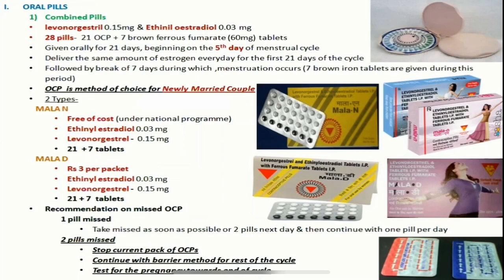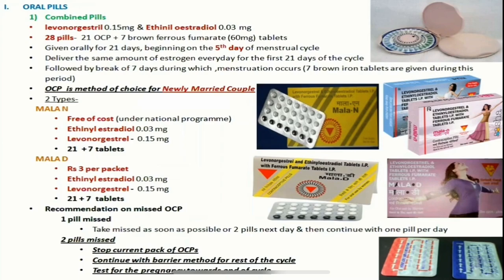When should you begin this OCP? On the 5th day of the menstrual cycle, followed by a break of 7 days during the period of menses. During that period of 7 days, the woman will be taking the iron tablets. They deliver the same amount of estrogen every day for the first 21 days of the cycle. It is followed by a break of 7 days during which menstruation will occur. The woman will take 7 brown, film coated, 60 mg ferrous fumarate tablets.